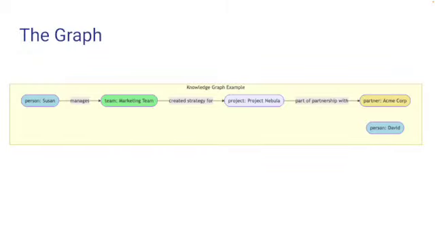For example, as it reads, it identifies key entities like people, Susan, David, projects, Project Nebula, partners, Acme Corp, teams, marketing team. Then it maps the relationships between them. Susan manages the marketing team. The marketing team created the strategy for Project Nebula. Project Nebula is part of a partnership with Acme Corp, and so on. This structured, interconnected web of information is the brain we'll use for our queries.